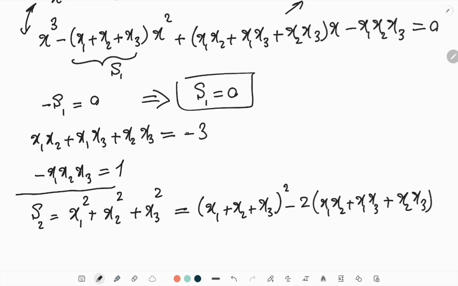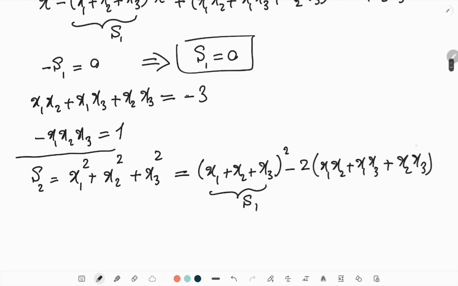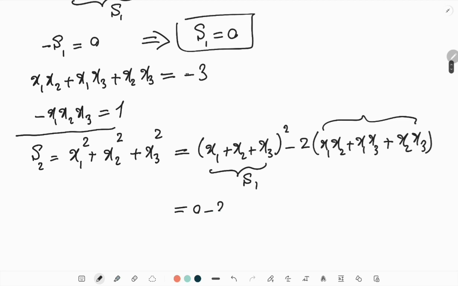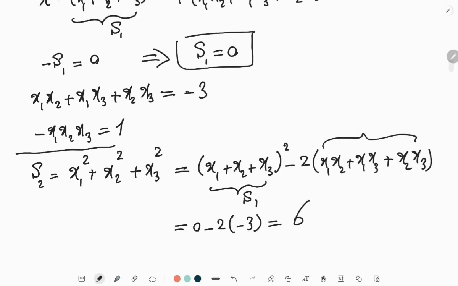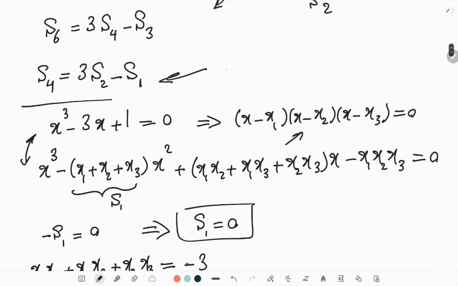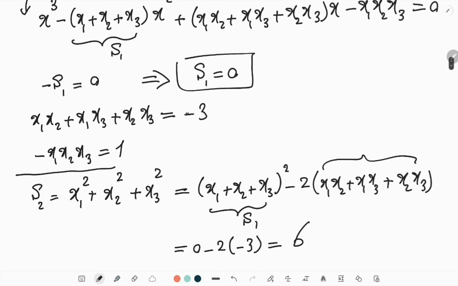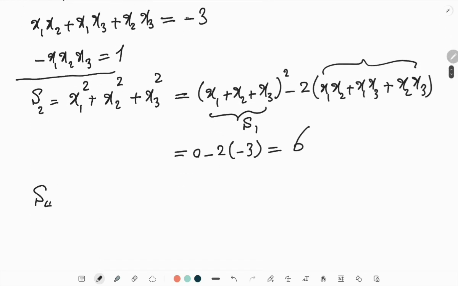Okay, and this is nothing but S1, and S1 we already have, is 0, and this one we also already have, is minus 3. So then this is 0 minus 2 times minus 3, which gives me 6. So S2 is 6. And going back to this equation here, S4 is 3 S2 minus S1. Therefore, S4 is 3 times 6 minus 0, which gives me 18.